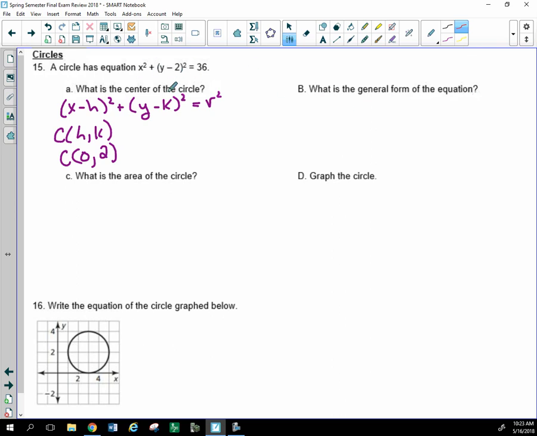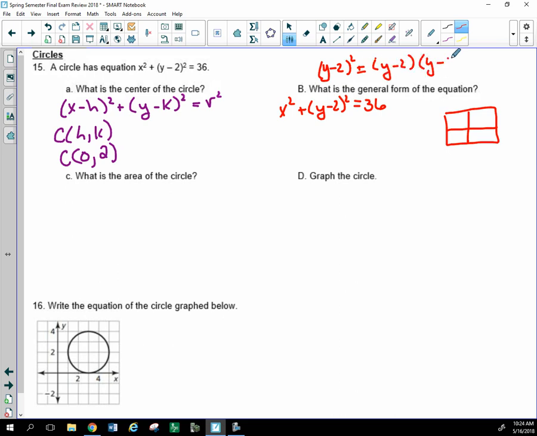All right, when they're asking for the general form of an equation, they're asking you to multiply this out and get it into basically not a perfect square form. The x squared I have nothing to do with. The y minus 2 squared part is the part that I actually have to multiply out. If you remember from Algebra 1, y minus 2 squared is the same as y minus 2 times y minus 2.